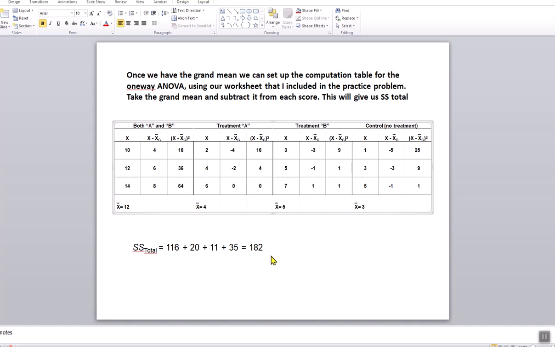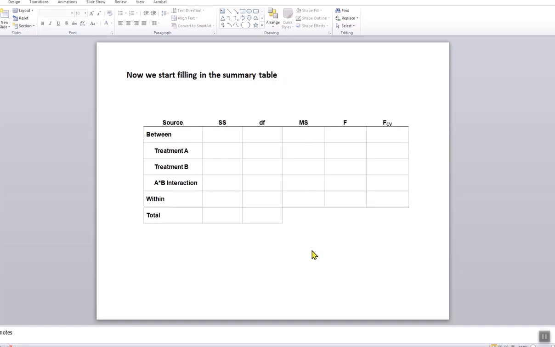And then we add them up. If I added up this set here, that would be 116. If I added up this set here, that would be 20. That's where these numbers come from. If I add up this set, that's 11. And if I add up this set, that's 35. So now we have the solution for the sum of squares total. That's 182. Now we can move on.